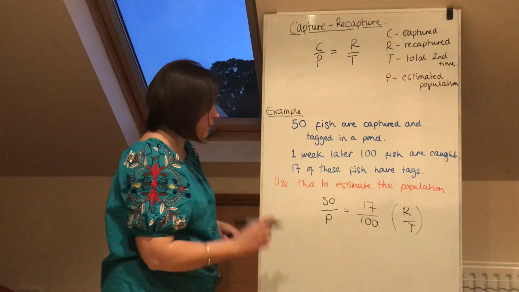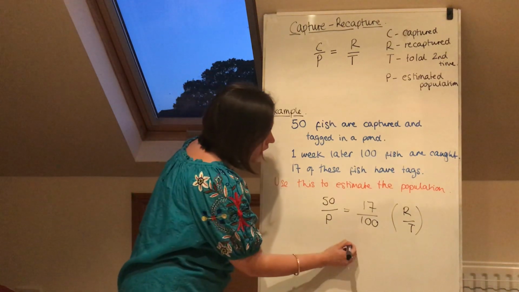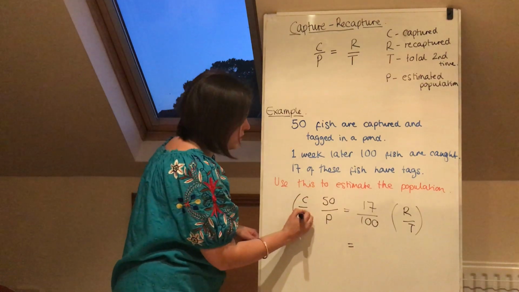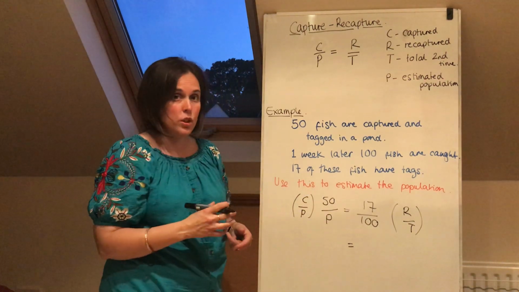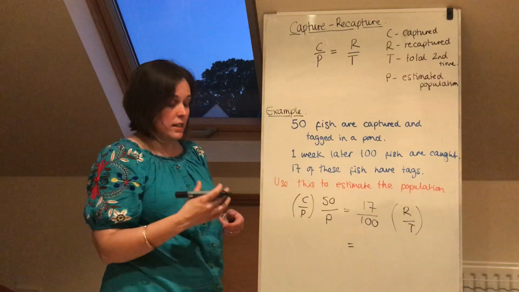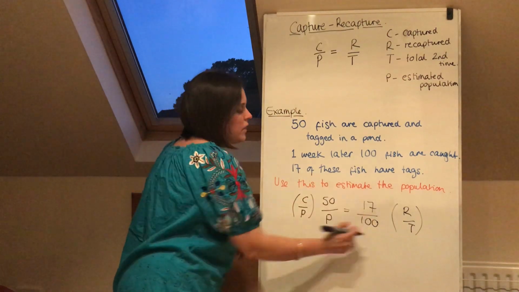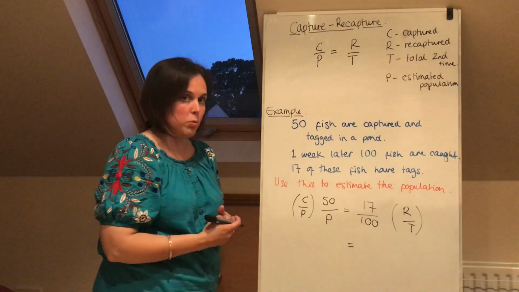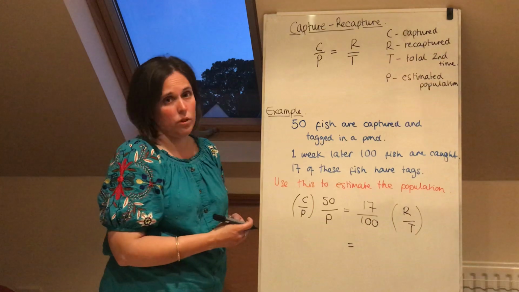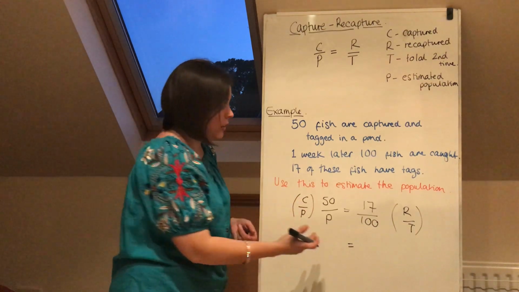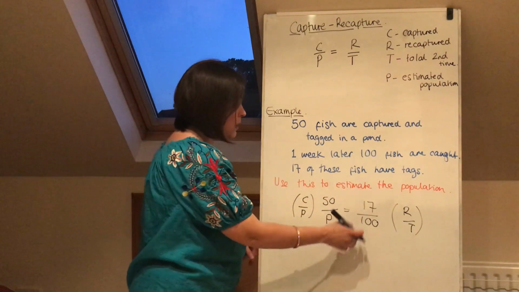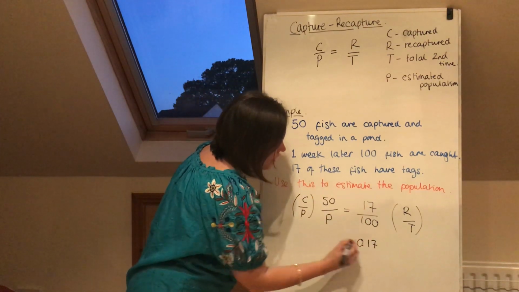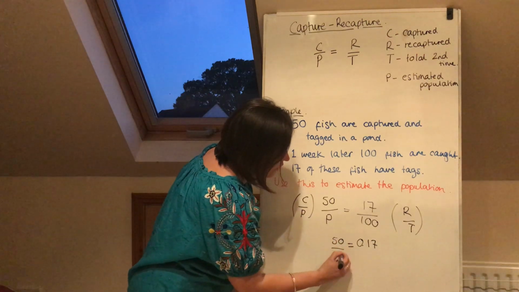So what we have here then is our formula all filled in, with C for the captured the first time and P for our estimated population. All we have to do now is rearrange it to work out our answer. There's lots of ways you can rearrange this. I'm going to do it in this particular way because it's straightforward with these numbers. I know that 17 divided by 100 is 0.17, and that is equal to 50 over P.